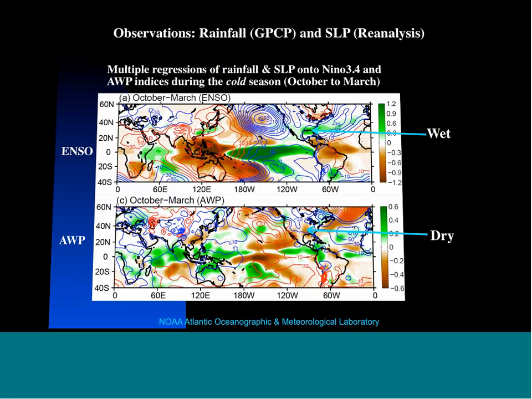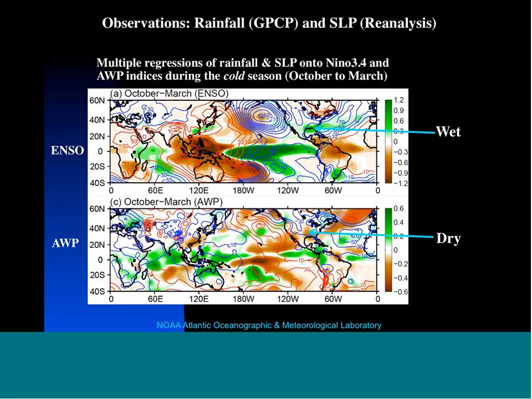We first take a look at the observation. Here, what we did is we performed multiple regression of rainfall and the sea level pressure onto the Nino 3.4 index and the Atlantic warm pool index during the cold season. The cold season is defined from October to March. The top panel shows ENSO impact, and the lower panel shows warm pool impact. The shading is rainfall regression, and the contour is sea level pressure regression.